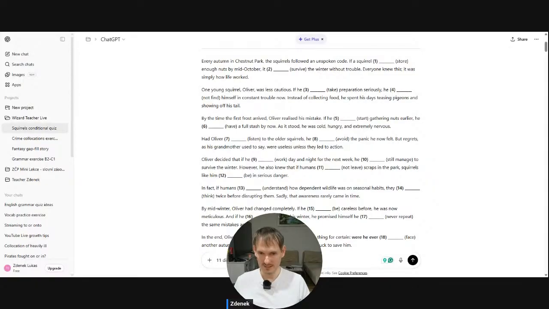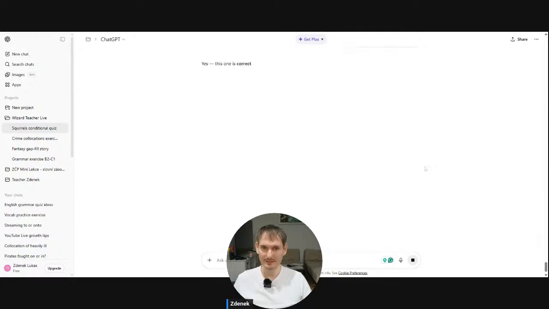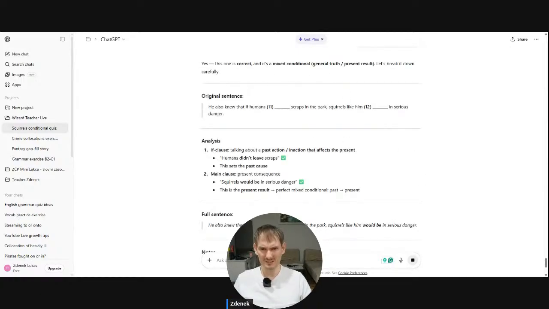Basically, what it's saying is that humans are helpful, right? Because they leave some food leftovers, scraps in the park. So the humans do leave those scraps, and that's why the squirrels are safe. They can survive. That's what it's about, right? Squirrels like him would be in serious danger. I think that's what we need here, but you can't be sure. Yes, this one is correct, and it's a mixed conditional. Is it a mixed conditional? How is this a mixed conditional? Mixed conditional means you're combining the second and third conditional, but we are not, because this is the first part of the second conditional and the second part of the second conditional. So I disagree.